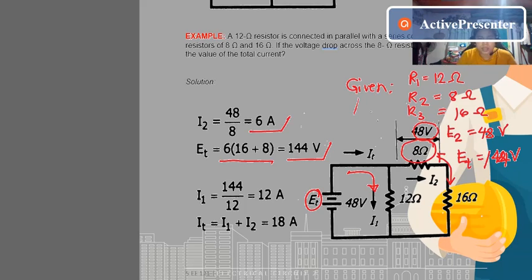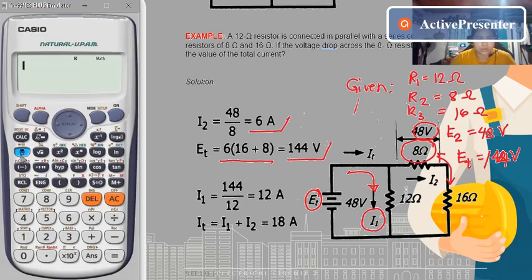So since naa na tay total voltage, so solving for I1 or the current 1 nga gadagan dire sa 12 ohms nga resistor. So we have 144 divided by 12. So total for the current of I1 we have 12 amperes.